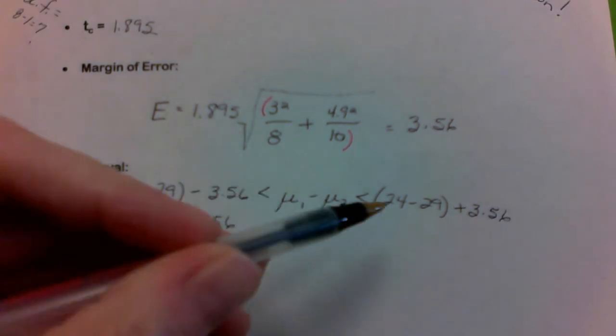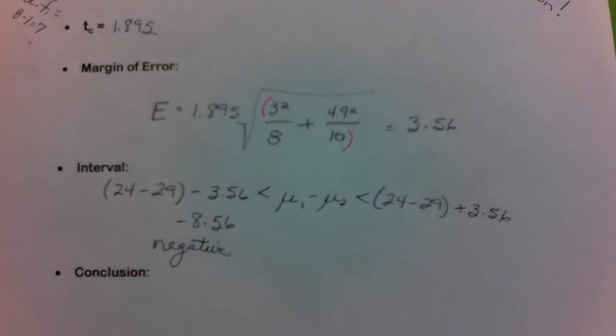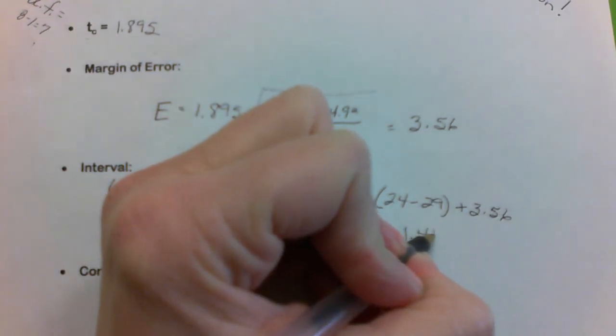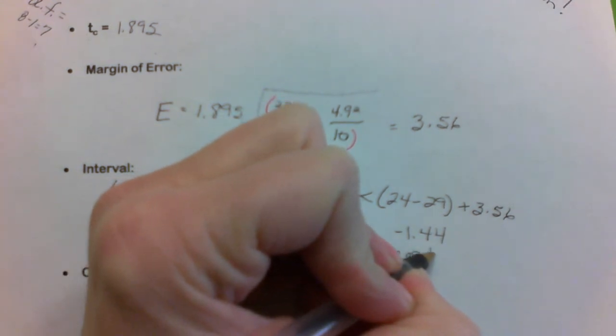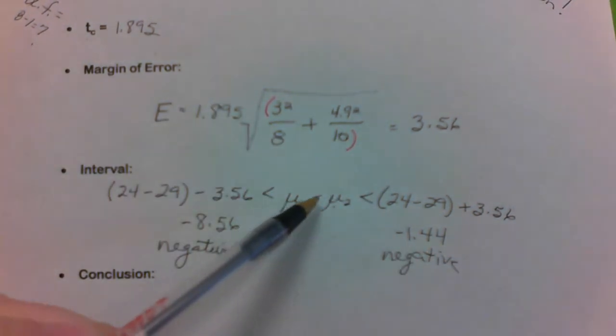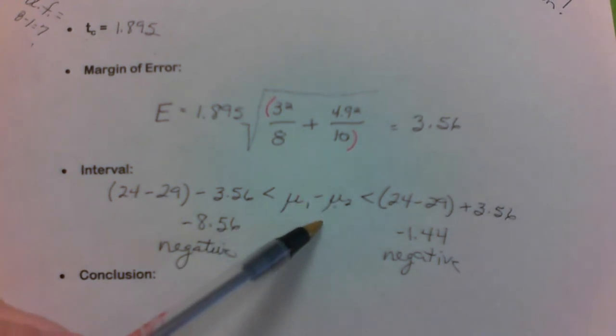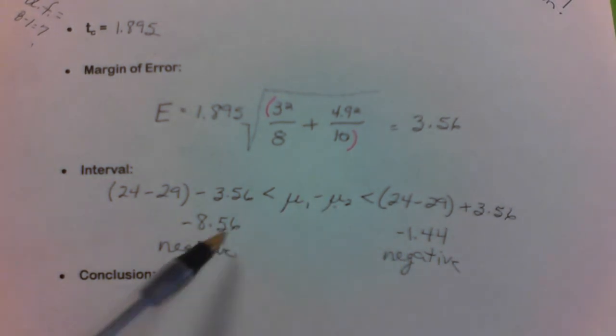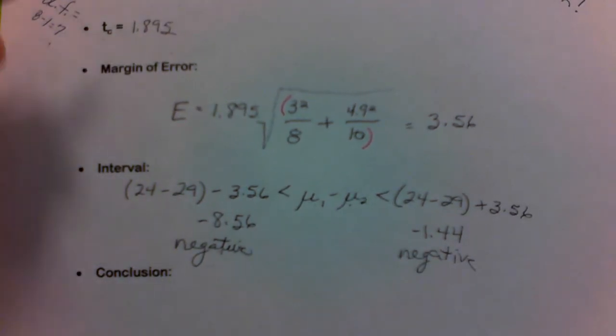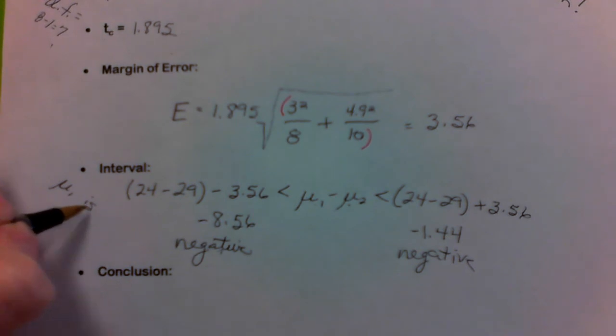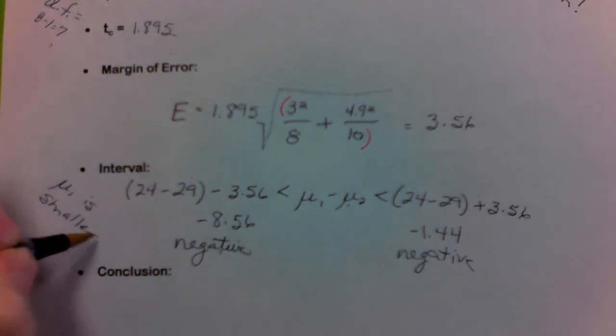That's what's important. Over here, I'm going to get 24 minus 29 plus 3.56. Sorry, my calculator, I was hitting a wrong number. There we go, negative 1.44. And that's negative as well. So when we subtract numbers, so we want to know the estimation of subtracting this, what I do know is that they are both negative, and if they're both negative, that tells me that mu1 is smaller, or you could have said mu2 is larger.